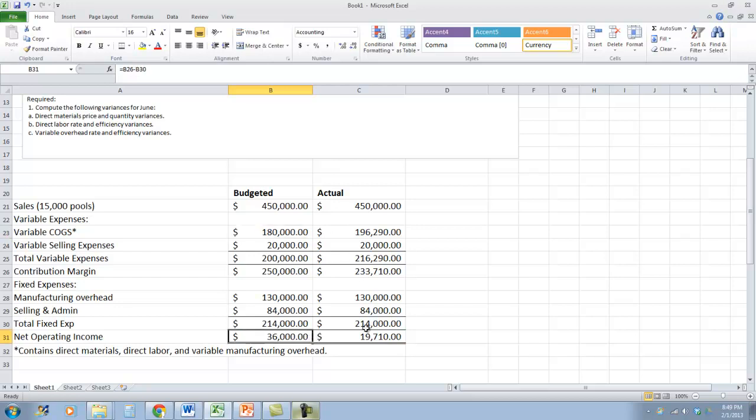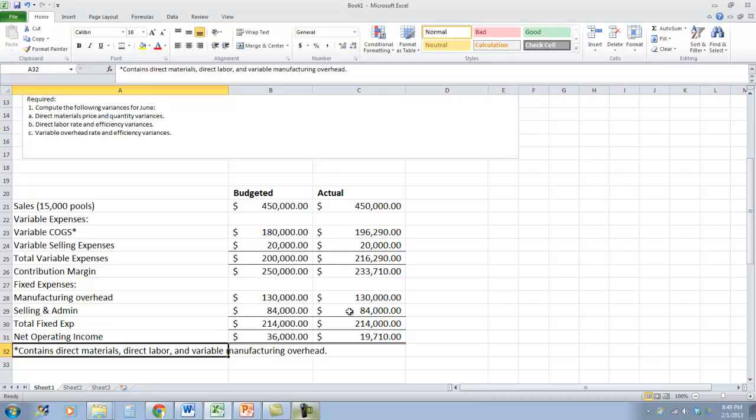So we should have made $36,000 in net operating income, but we really only had 19,710. So Ms. Dunn, it's obvious since this is the only column with a variance that variable cost of goods sold is problematic. It notes at the bottom that it contains direct material, direct labor, and variable manufacturing overhead. That's why we need to go find these variances. Just saying cost of goods sold is off doesn't necessarily point to the actual problem.